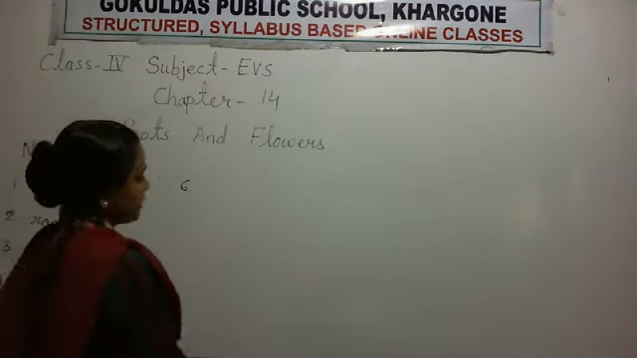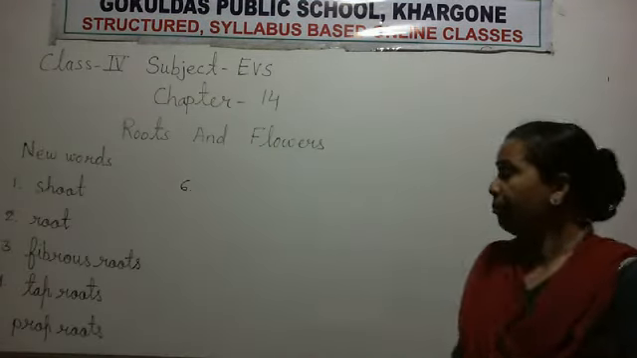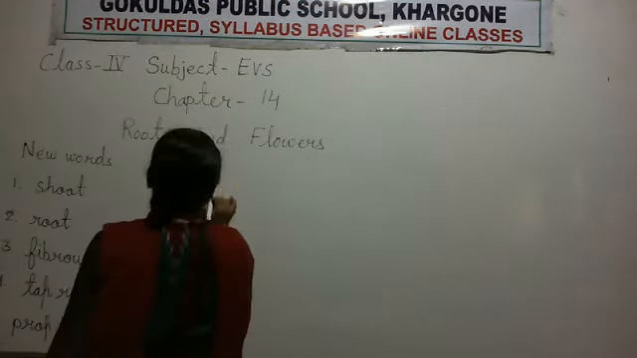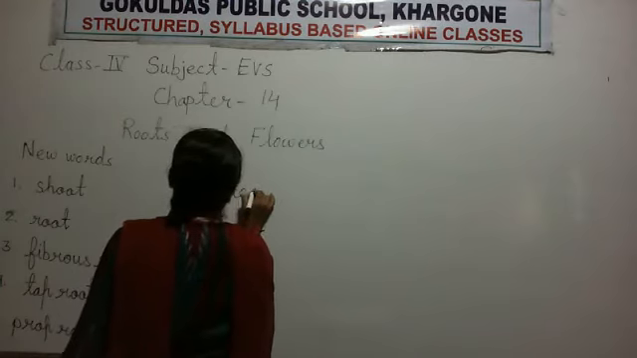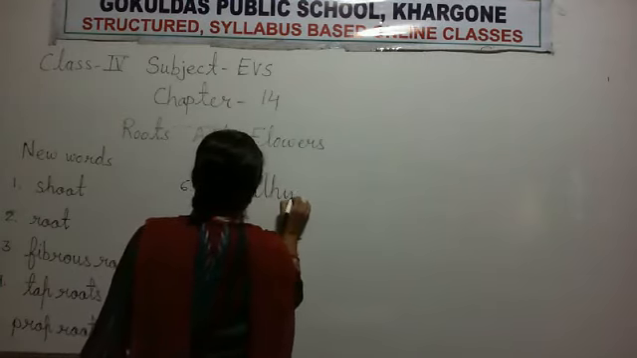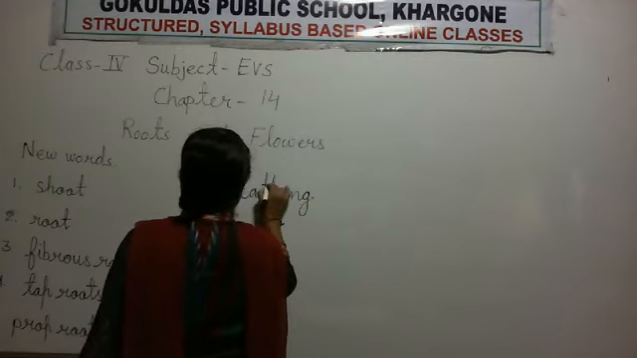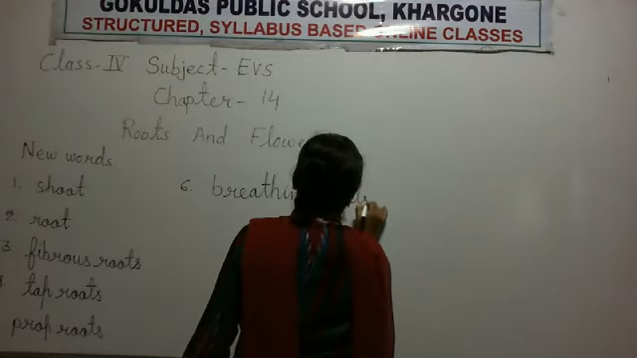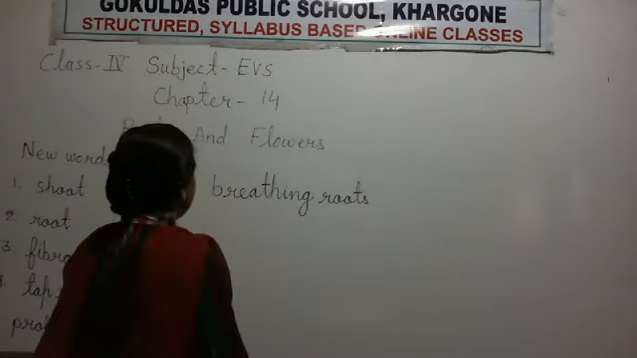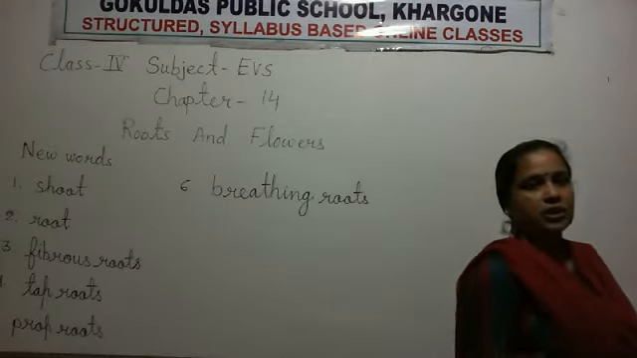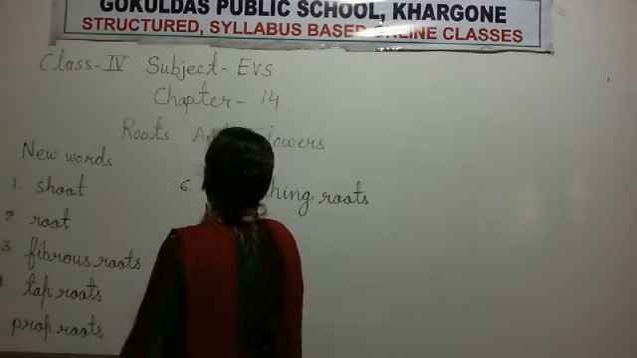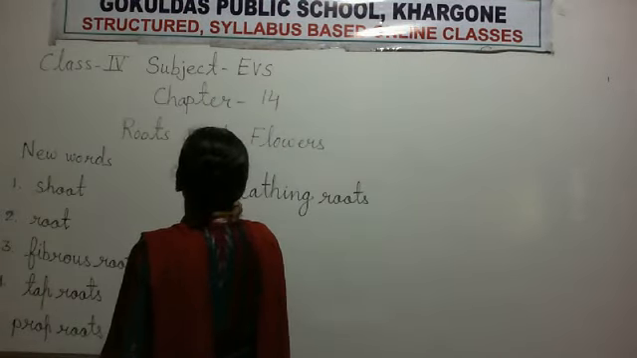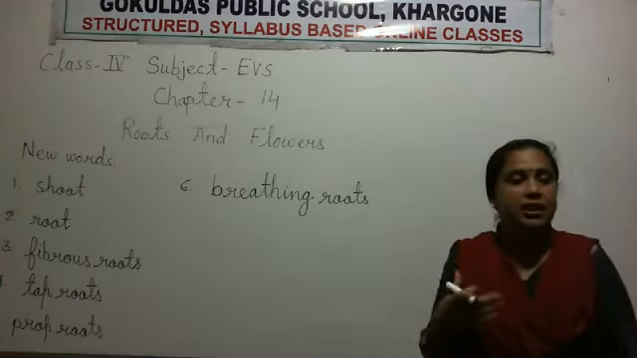Now the sixth number is breathing roots. B-R-E-A-T-H-I-N-G, breathing roots. R-O-O-T-S, roots. What is the meaning of breathing root? Breathing is related to our respiratory system. This word related to the respiratory system is breathing, सांस लेना.